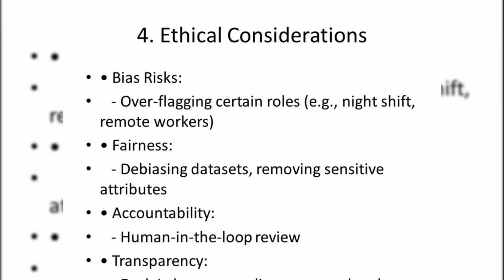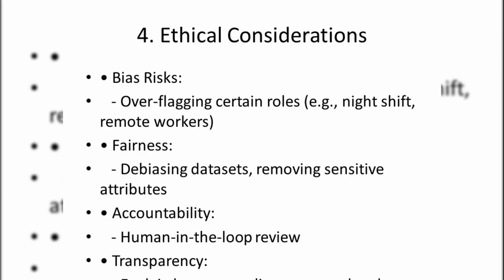Ethical considerations are crucial, particularly in addressing bias risks like overflagging certain roles. We strive for fairness by debiasing datasets and removing sensitive attributes, ensuring accountability through human-in-the-loop reviews, and maintaining transparency throughout the process. Bias is a real risk in anomaly detection.